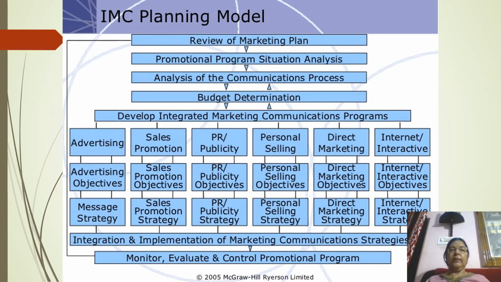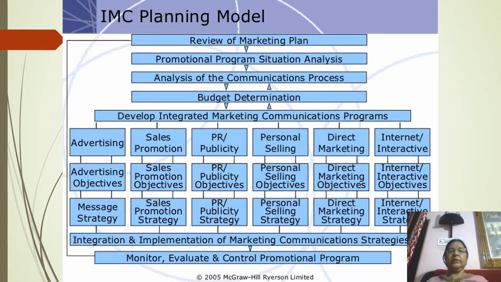So we will go to the IMC planning model, where the company reviews what their current marketing plan is, what their promotional program is, and what the current situation regarding their promotional program is. The company also analyzes their communication process, how they are communicating with their customers regarding their products and services, and then the company decides their budget, and then develops each of their promotional tools like advertising, sales promotion, publicity, personal selling, direct marketing, internet, etc.